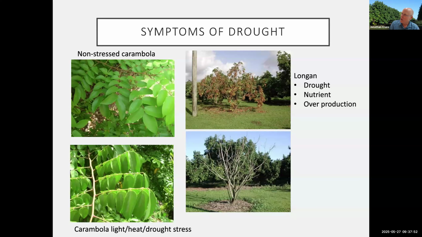Longan, this is showing drought and nutrient stress and overproduction. So in this case, that tree in the background there is loaded with fruit. It was never thinned. Plus, the tree was undergoing some drought stress. It wasn't being irrigated, and also nutrient stress, and subsequently you ended up with a dead tree.